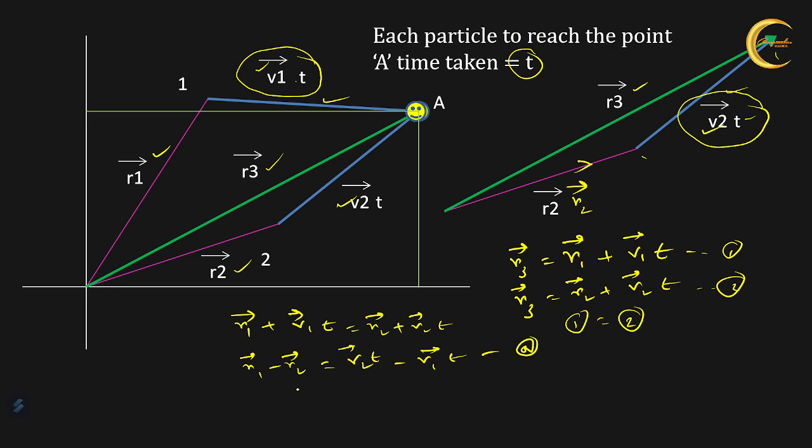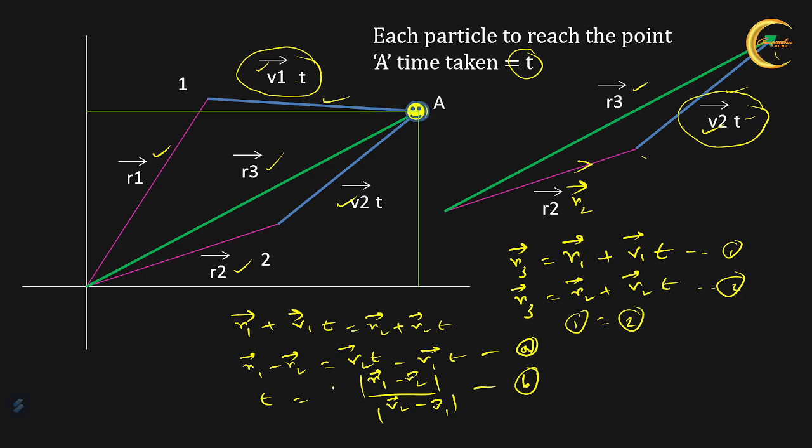So now we can easily find the time t. This time t equals mod of R1 minus R2 divided by mod of V2 minus V1, and this should be mod. These are all vectors, so this time is the scalar quantity, so this should be mod. Now this is equation B.